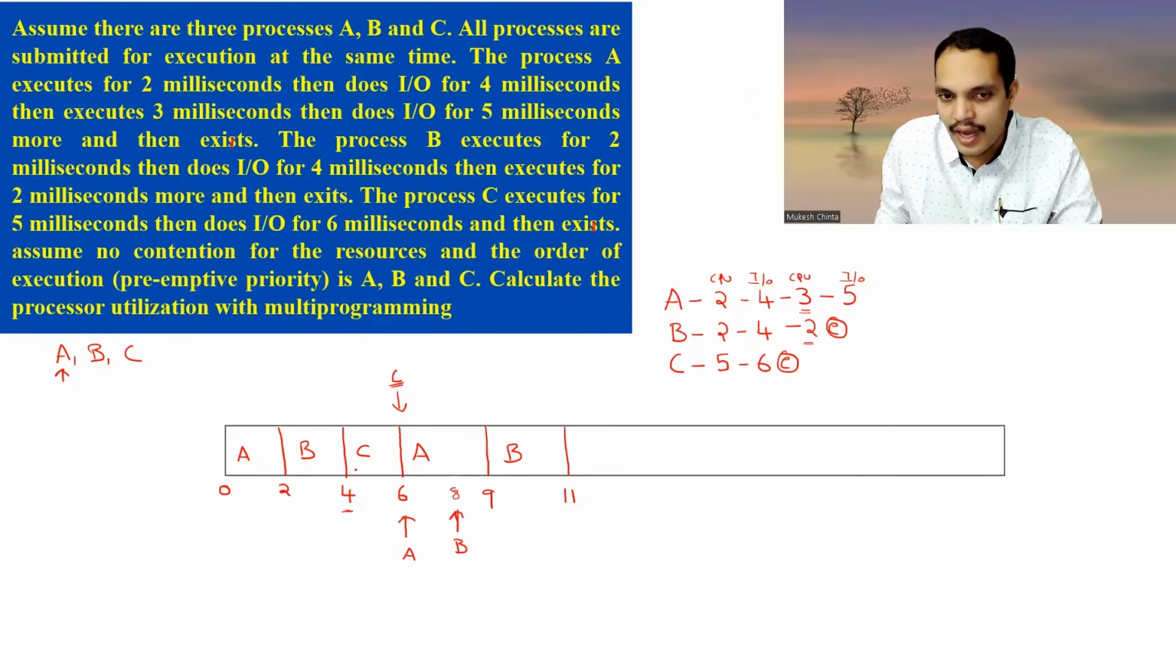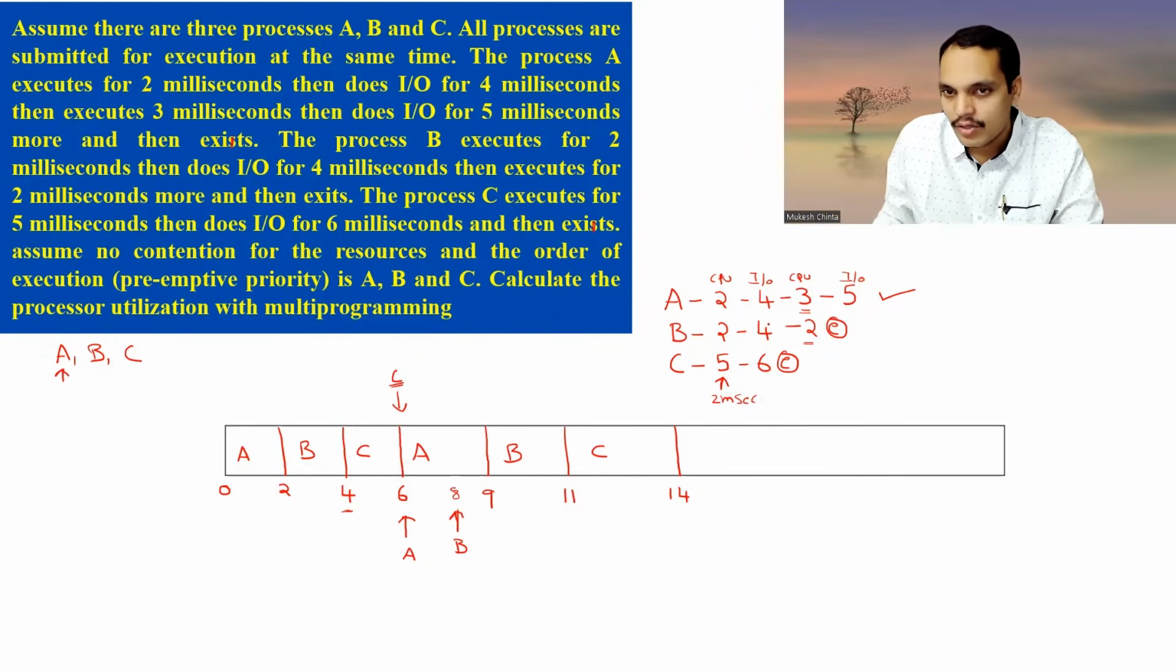Now, if you see here, I already allocated from 4 till 6. That means out of this 5, C has completed 2 milliseconds. So the remaining part of C, which is 3 milliseconds, is allocated here, which completes till 14. In the meantime, A, which has gone out at 9, once it has done its IO, 9 plus 5 gets me 14, A is executed.